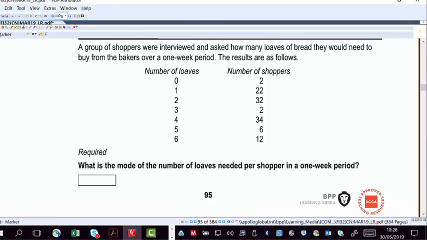Again, reading the requirement first, which is always important in the exam, so identifying what we're being asked to do. It says, what is the number of loaves needed per shopper in the 1 week period? Bearing in mind that the mode is the most frequently occurring item. We're told that a group of shoppers were interviewed and asked how many loaves of bread they would need to buy from the bakers over a 1 week period.